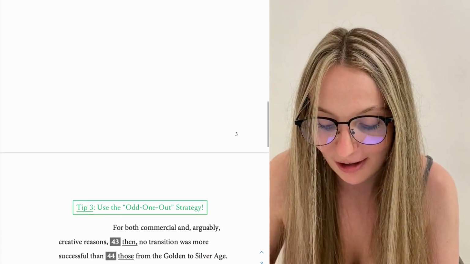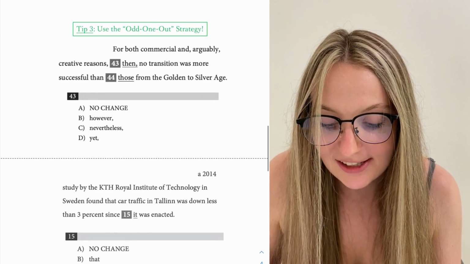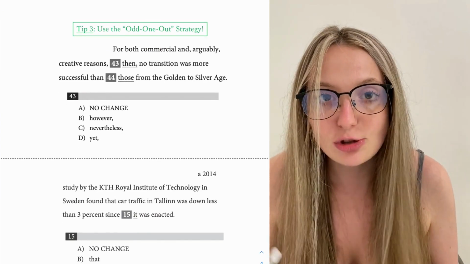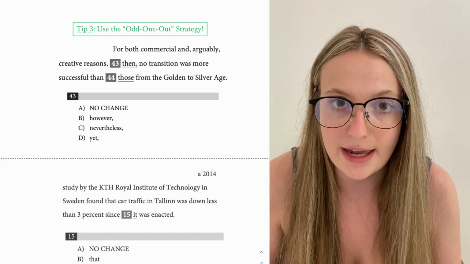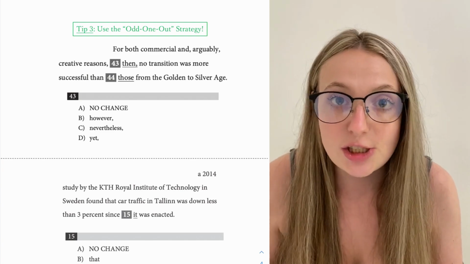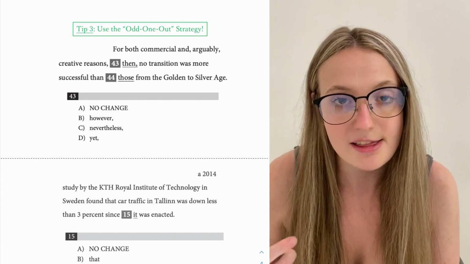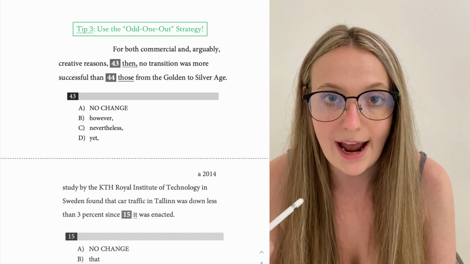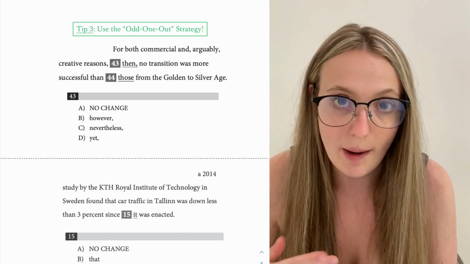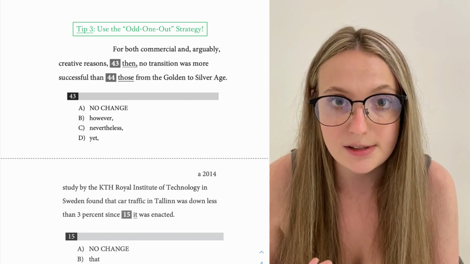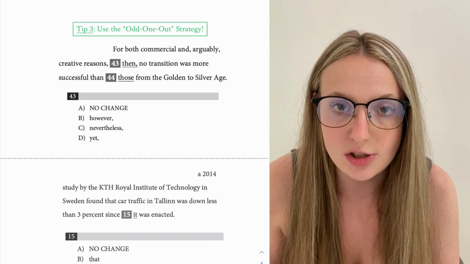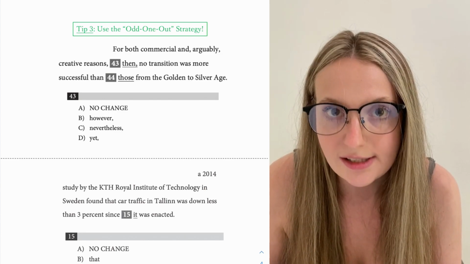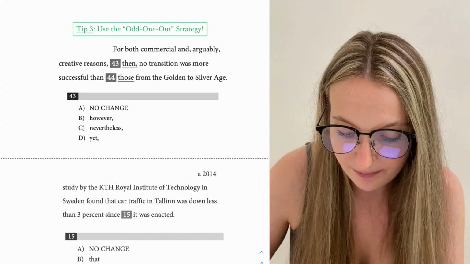Alright, tip number 3 is actually one of my favorites because I think it's incredibly applicable to many, many different topics. This strategy involves picking the answer choice that's the odd one out for whatever reason. I'm going to walk us through a few examples here so you can see how there's an odd one out answer relative to the other 3 choices and why that would then be correct.